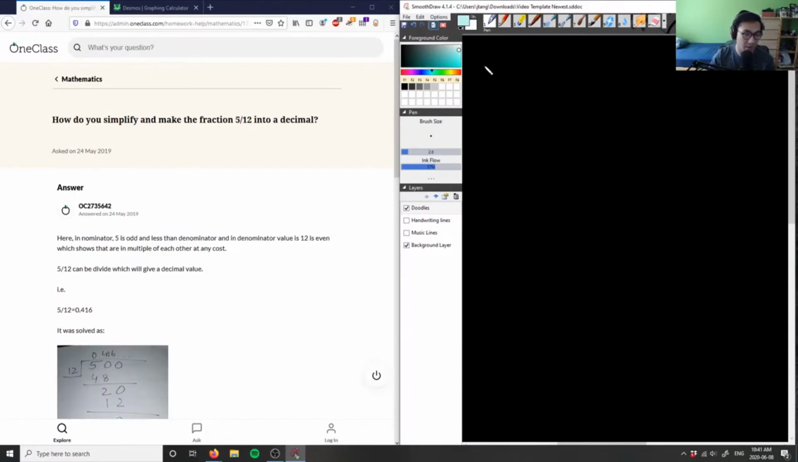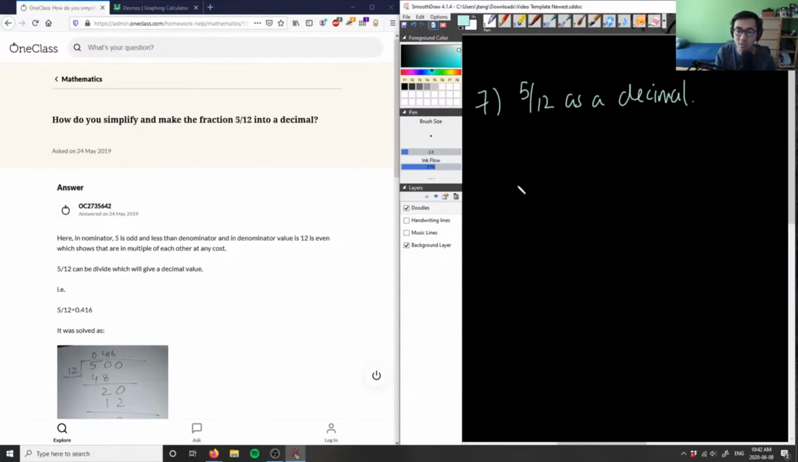How do you simplify and make the fraction 5/12 into a decimal? So what is 5/12 as a decimal? If I were to convert fractions to decimals, I would have to use long division.